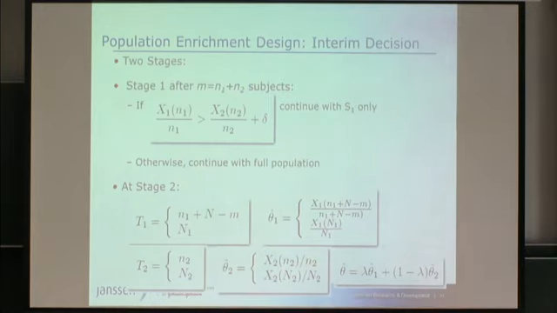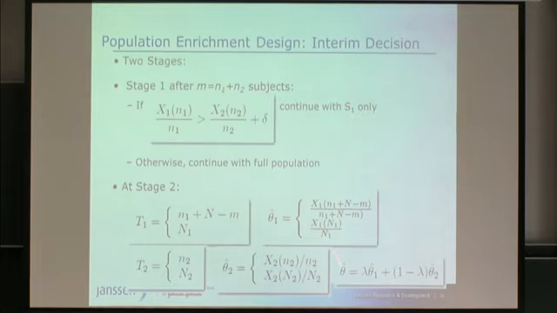Okay, if that is a very simple rule, then I can say at stage 2 now, the number of subjects at stage 2 will be random, because I'm using all n1 plus n2, so it will be n1 plus n minus m if I selected S1, otherwise it would be n1. So this is the sample size at the end of the study.